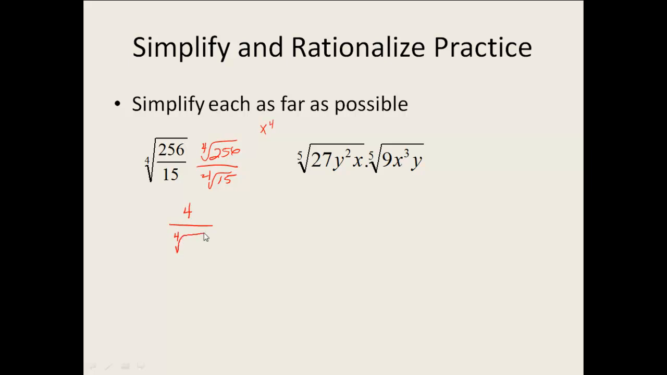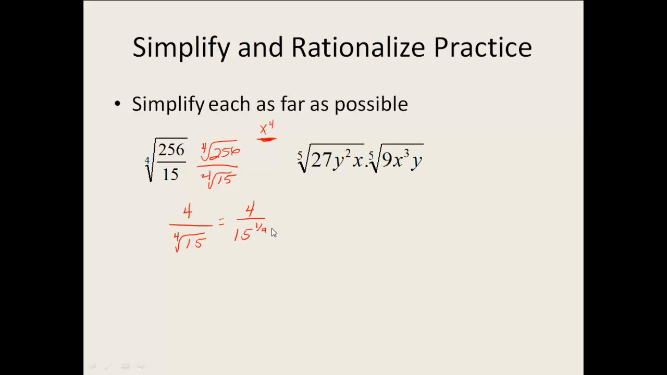Now I need to check for the 15. Well, the 15 isn't on my list, so I need to see if I can break it down by anything. So I want to look for things that I can divide into 15, and remember you're only looking in that x to the fourth list. There isn't anything in there, so the last thing I need to do is rationalize this. First though, I'm going to rewrite it using rational exponents. So I'm going to write it as 15 to the 1/4 power.